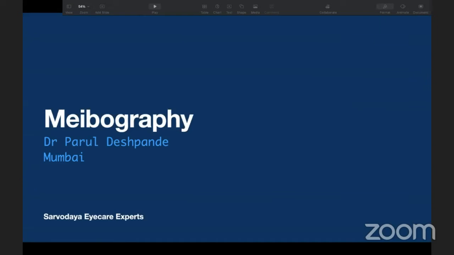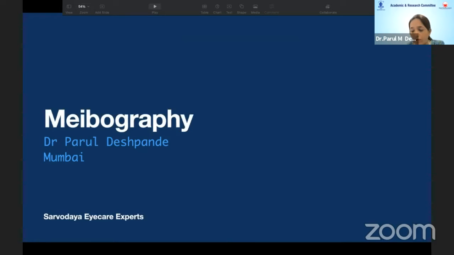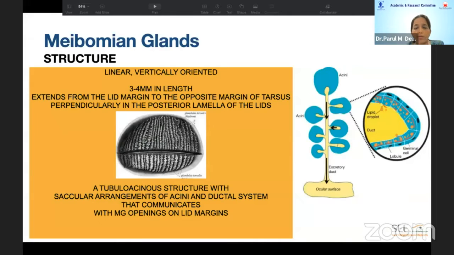So I will be basically talking about the technique of meibography and its clinical interpretation. So coming to the structure of meibomian glands, as we know, these are linear, vertically oriented glands, which are about 3 to 4 millimeters in size.